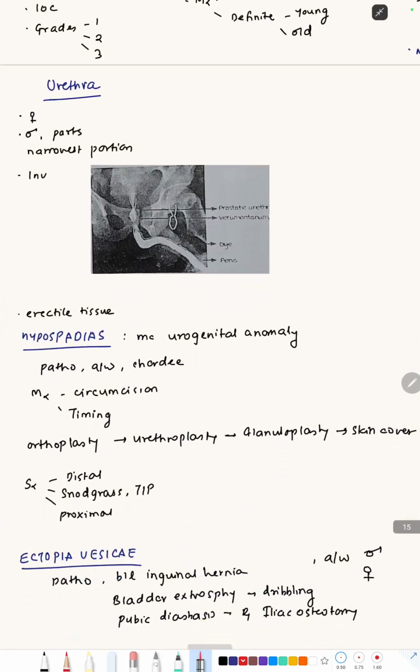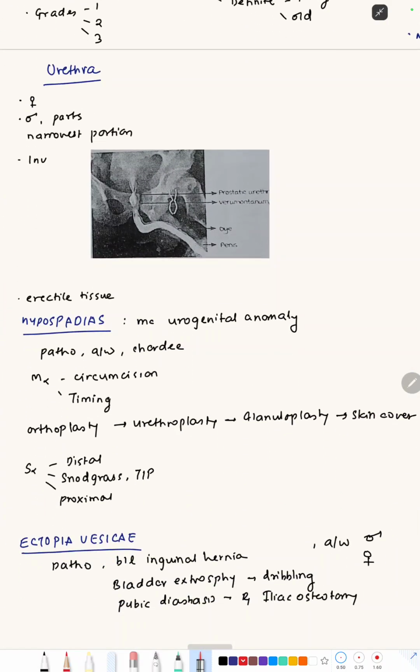Okay. Then the next, this is about testes. The next is urethra. Talking about the anatomy of the urethra, the female urethra is about 3 to 4 centimeters in size. The male urethra is 18 to 21 centimeters in size. The parts of the male urethra are proximal and distal. Proximally there is the prostatic urethra, which is the most distensible, followed by the membranous urethra.